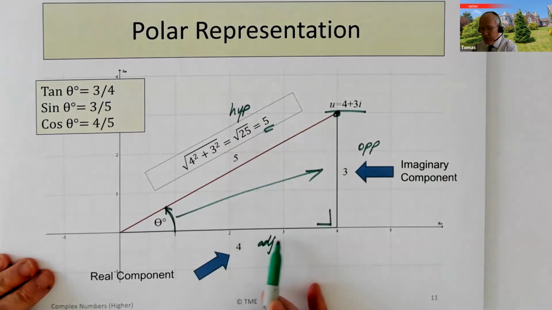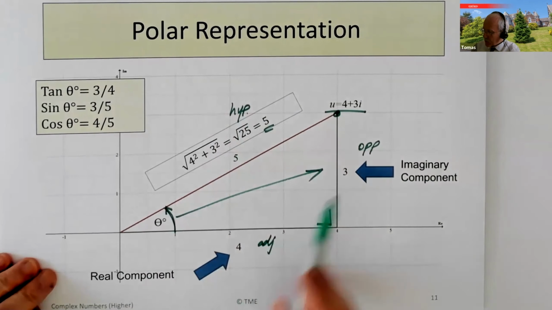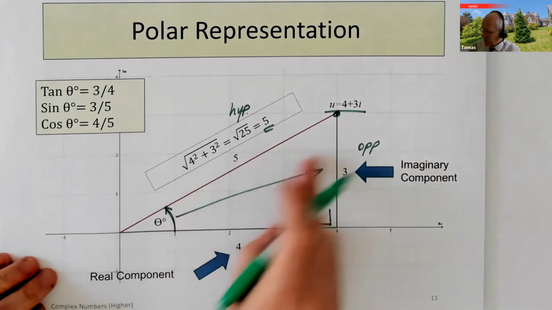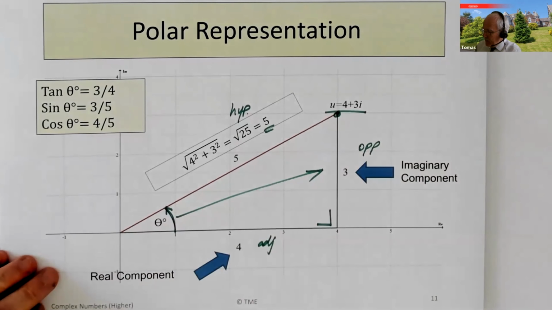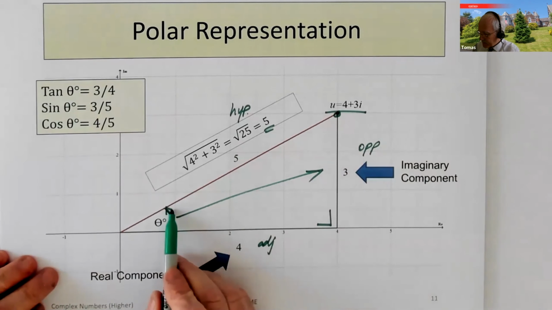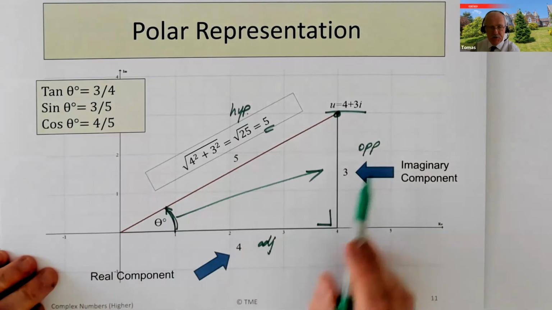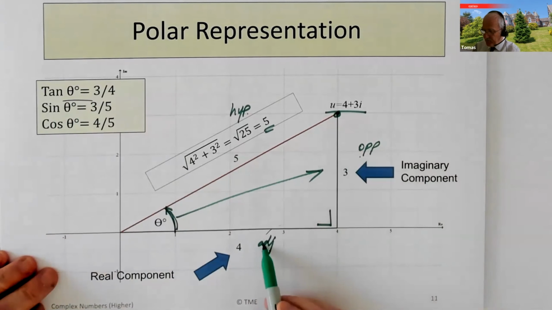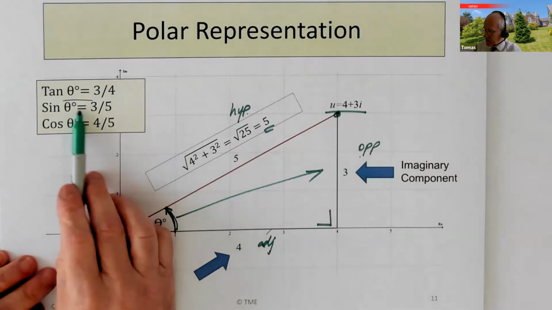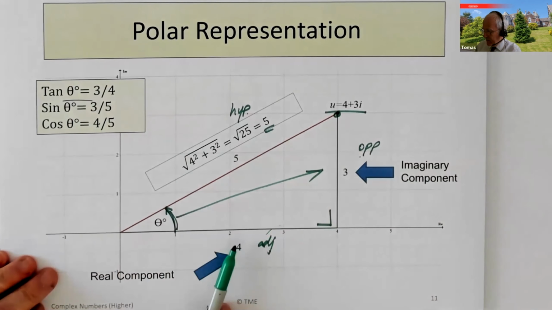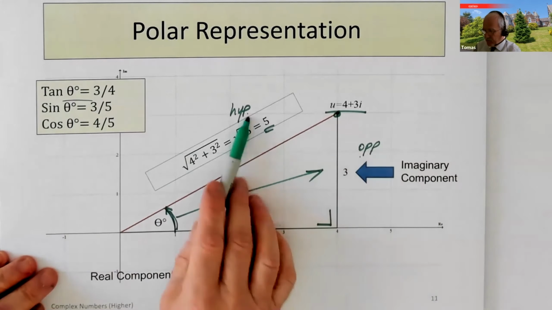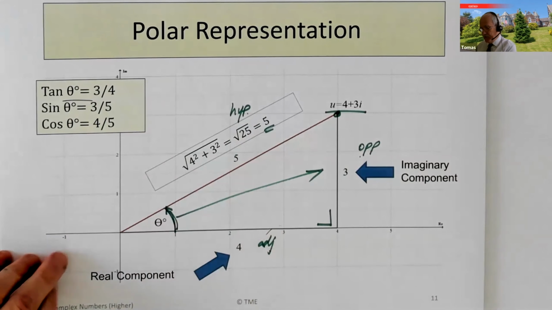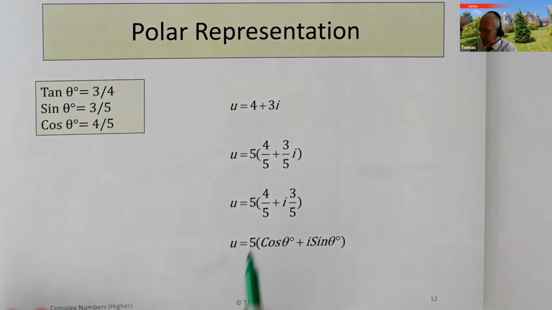So what we have now are the definitions of those three things. We know that's a 5, we know that's a 3, and that's a 4. If we take the tan of this angle here, we get opposite over adjacent. So we get the tan of that is 3 over 4. The sine is opposite over hypotenuse, 3 over 5, and the cosine is adjacent over the hypotenuse. So how might we write that?